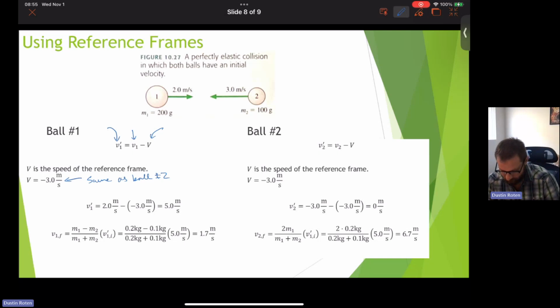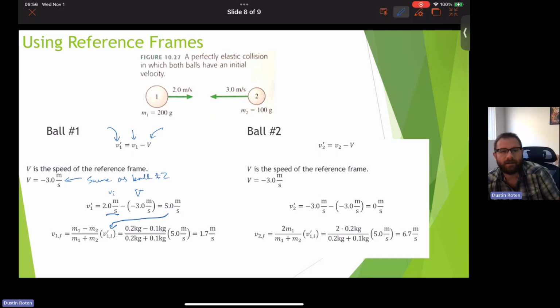So we have our velocity of ball 1, 2 meters per second. Okay, this is v_i minus big V, the velocity of the relative frame. Well, minus a negative here just turns into a positive, so we have an initial velocity of ball 1 as 5 meters per second. Okay, well, that goes into our equations that we just derived earlier.